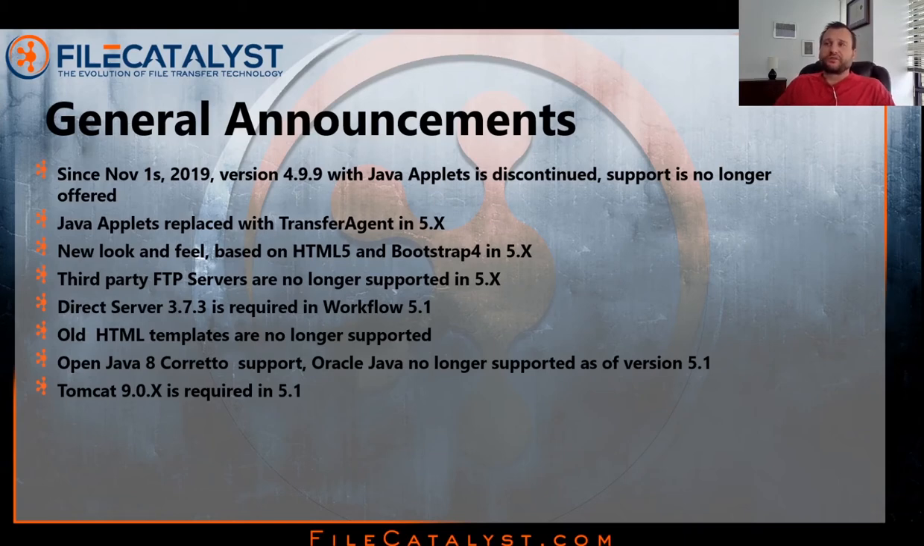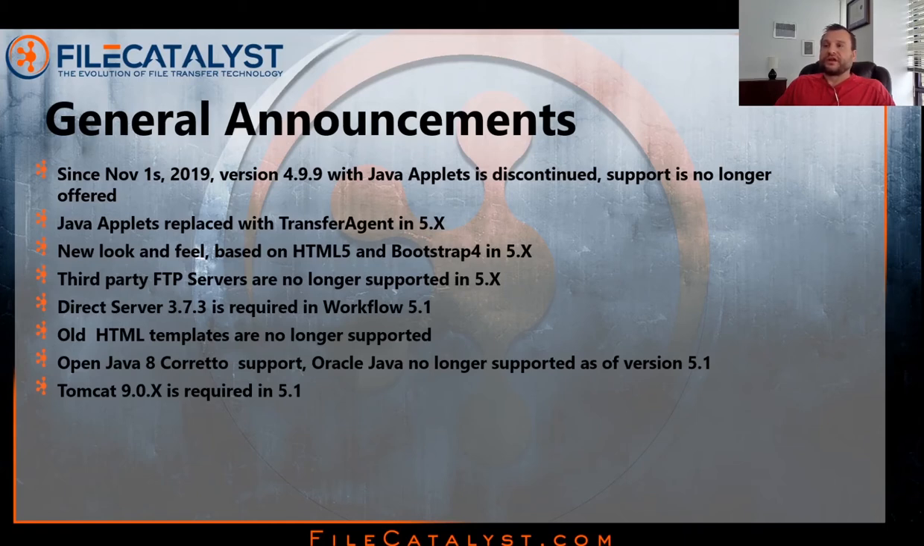We also dropped support for third-party FTP servers. There were many reasons for that. One of them was security issues. We couldn't secure regular FTP transfers properly, so we had to drop that support. A 3.7.3 server is required in 5.1, so if you are running an older Direct server, you will have to upgrade it in order to upgrade to Workflow 5.1. And as I mentioned, the HTML templates are no longer supported. We have a brand new page templating mechanism based on HTML5 and Bootstrap 4.